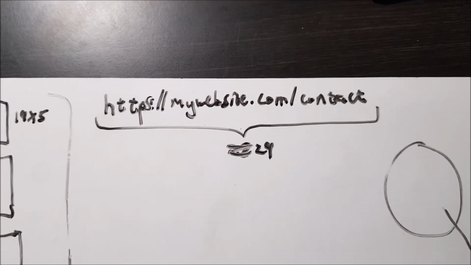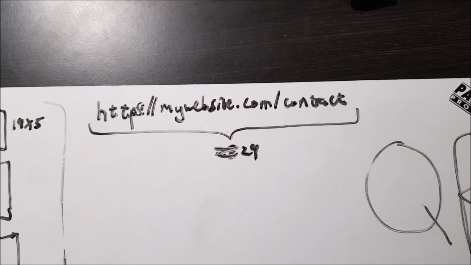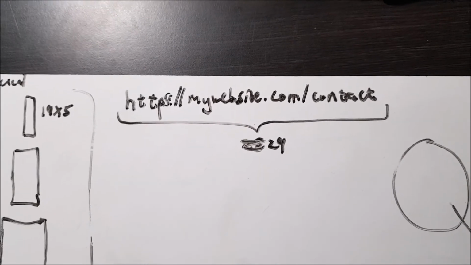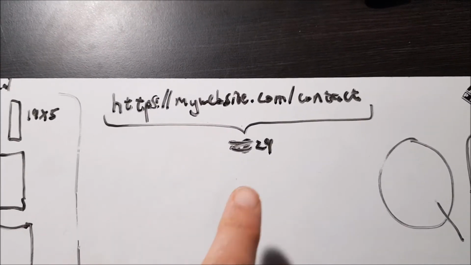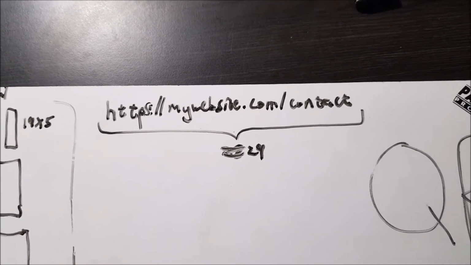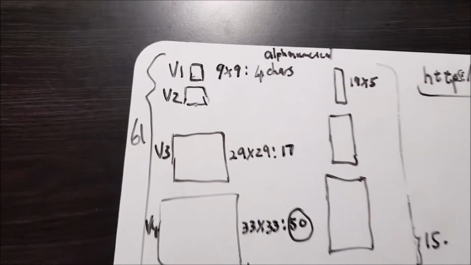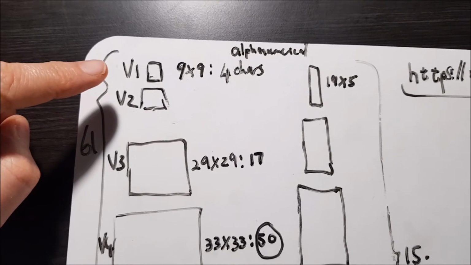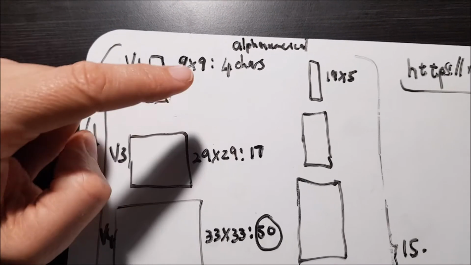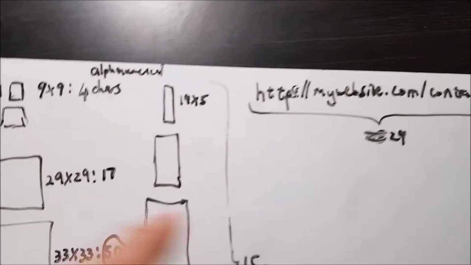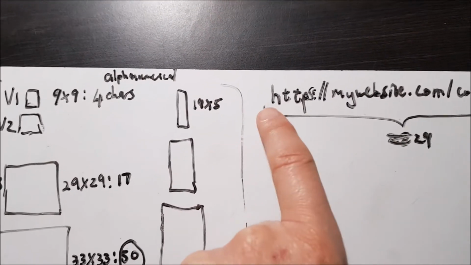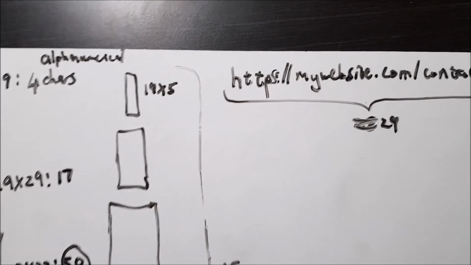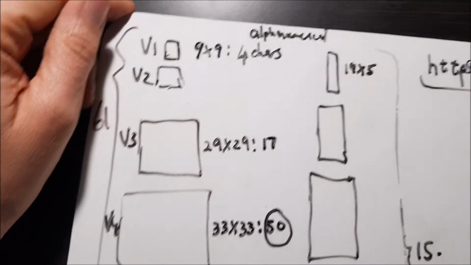So pretty much what I just want to show you is that a simple website address, which is reasonably short, this is just a simple address taking you to a contact page, can easily be 29 characters long. Now, if you look at your different versions of QR codes, you can see that from version 1 you can only do 4 characters. Now, 4 characters, HTTPS 1, 2, 3, 4, won't even get you as far as where your website begins. So that will definitely not work.